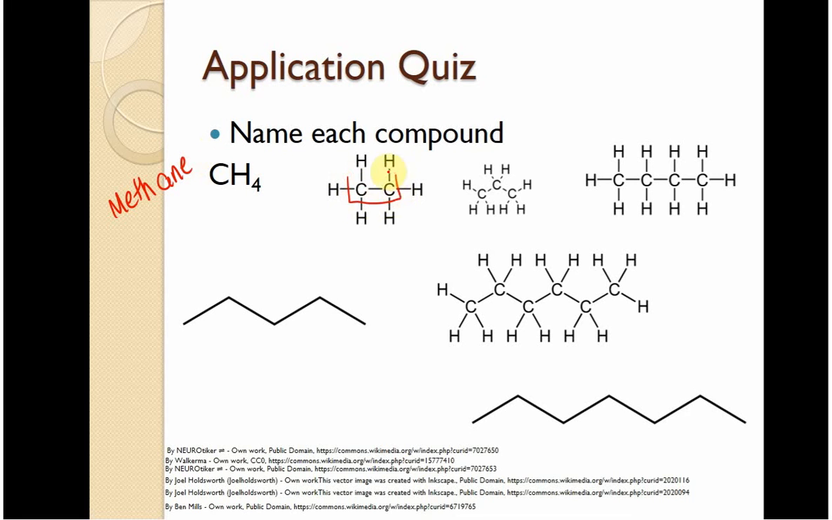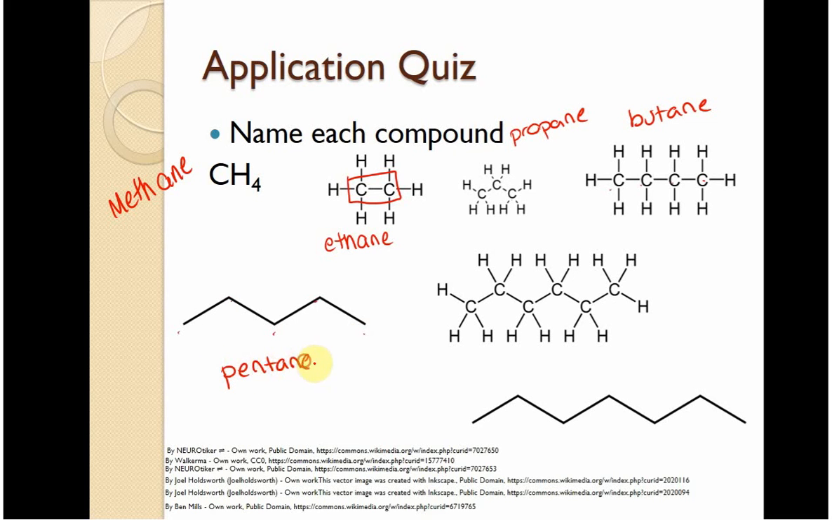This is a two-carbon chain, so the prefix here is eth. I only see single bonds, nothing but hydrogen bonded, so it's going to be ethane. One, two, three: this is propane. 1, 2, 3, 4, this is butane. 1, 2, 3, 4, 5 carbons, this is pentane.